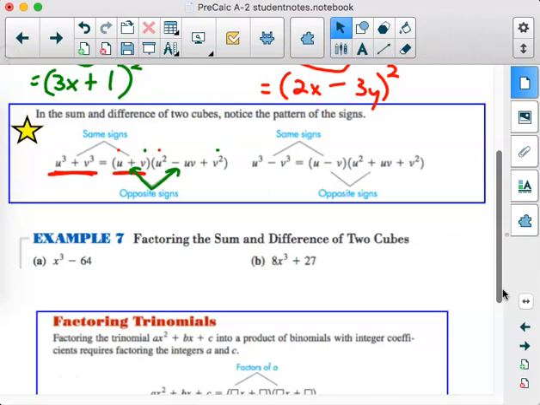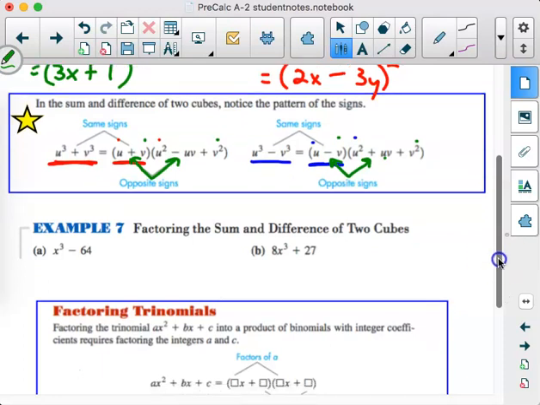Same thing with the one that has subtraction. If it's u cubed minus v cubed, seems pretty logical to me. There ought to be at least one u minus v we should be able to pull out of there. And u times u squared would give me u to the third. V times v squared would give me v to the third. But then my middle term has to have the opposite sign in order to make sure that when I multiply this together, I don't get a middle term because it has to result in u cubed minus v cubed.